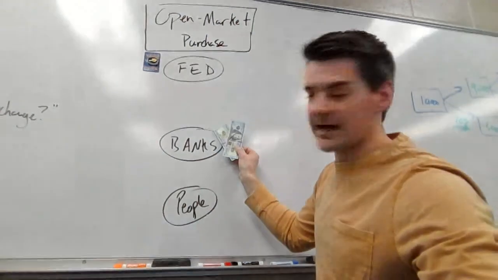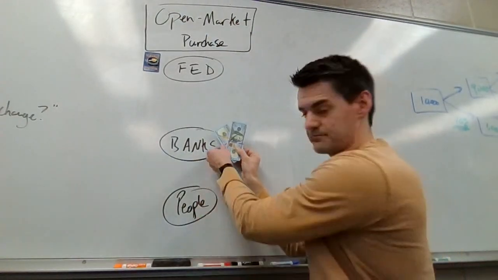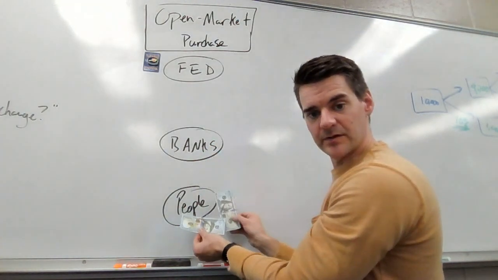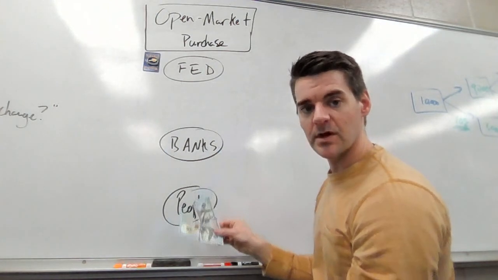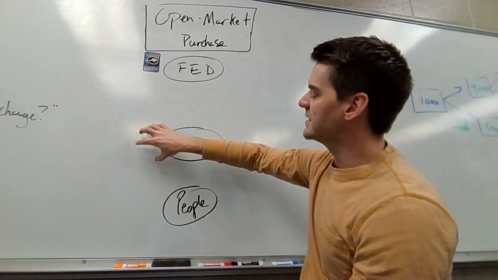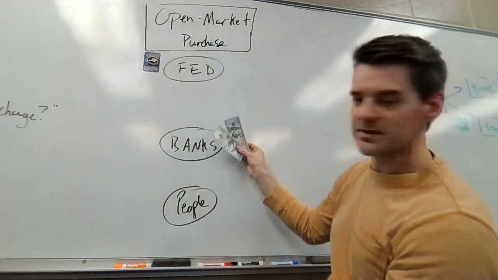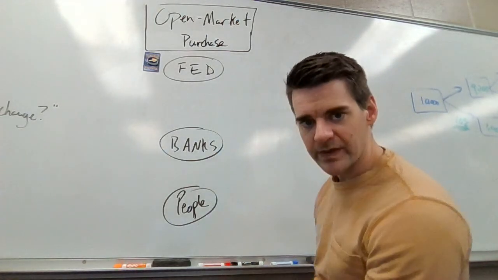Now that the bank has more money, when people like you and me come to get a loan, they're like, sure, here, have money. Now there's more money in the economy. Now there's more money for you to go buy a car, buy a house, start a business, et cetera. So by purchasing the bond, it gets the bond out of the bank's hands into the Fed, and in return, the Fed puts money into the bank, which then eventually will get into our pockets. That's open market purchase.